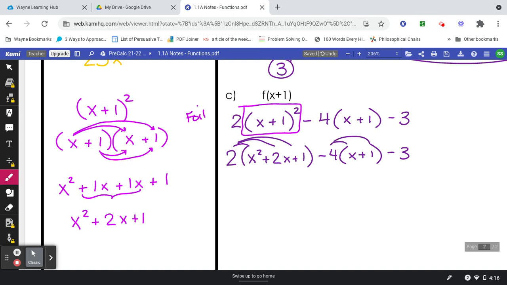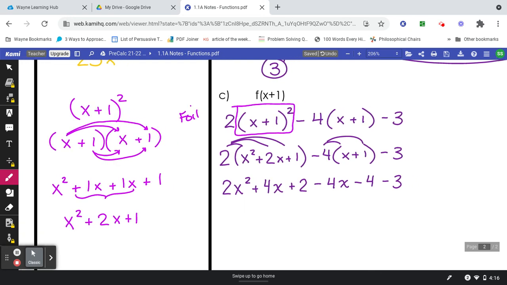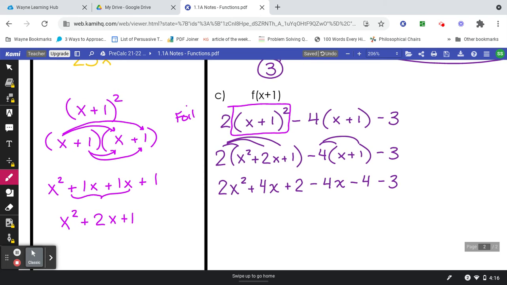When you distribute that 4, make sure you distribute it as a negative 4. Right, so that's where we're at after we multiply. And then let's combine like terms. If you know how to do that, go ahead and try. And we'll go through it in just a moment.